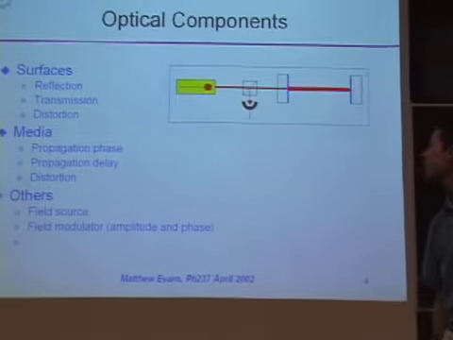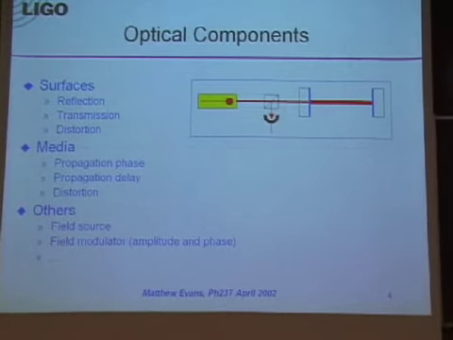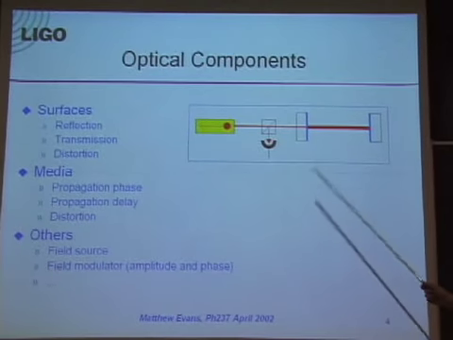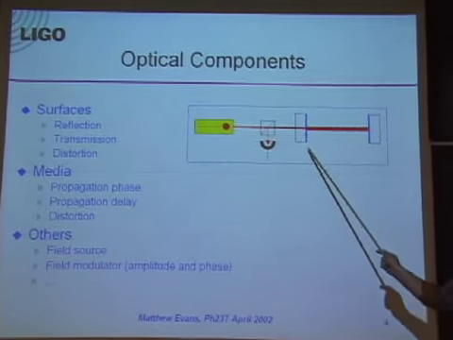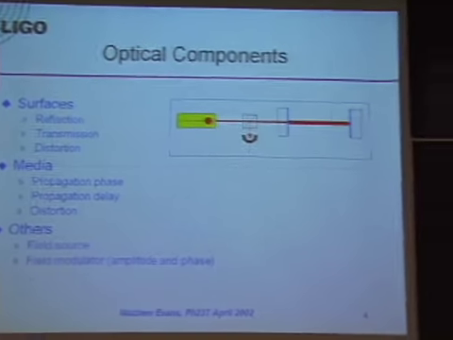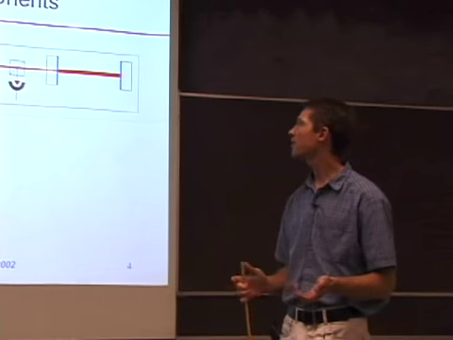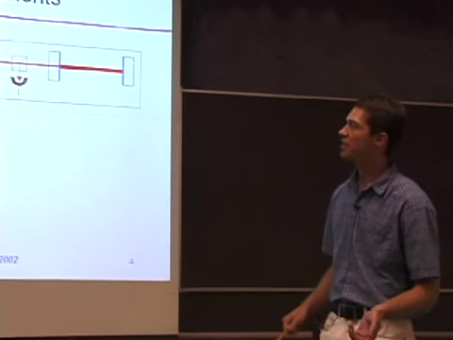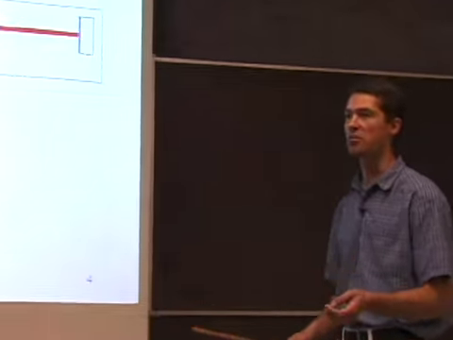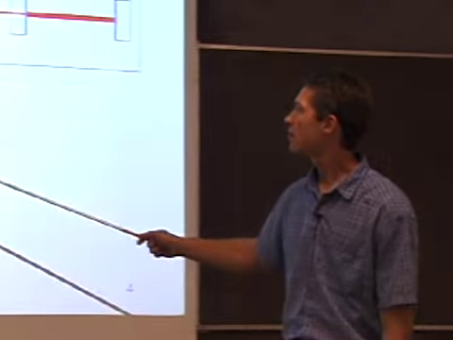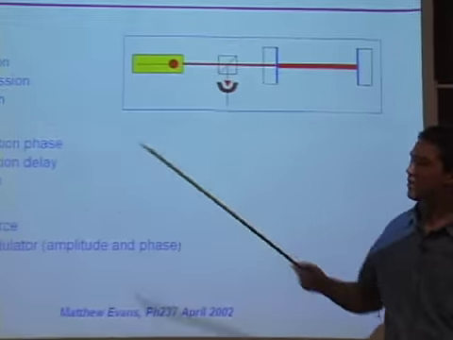So some of the components that go into the optics of a simulation: you have surfaces, which are these guys. Surfaces are, you have a mirror and it has a front surface, a back surface. One's a high reflector, the other's an anti-reflector. They have some reflection coefficient, transmission coefficient. They distort the beam in some way. Media here, I should explain, this also includes vacuum.